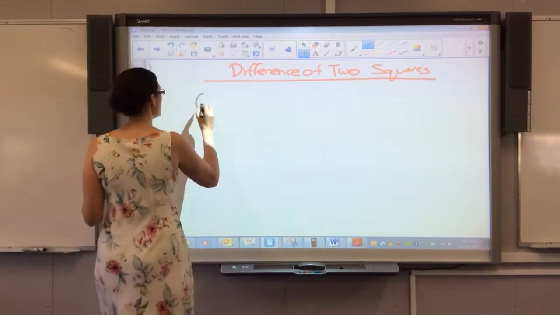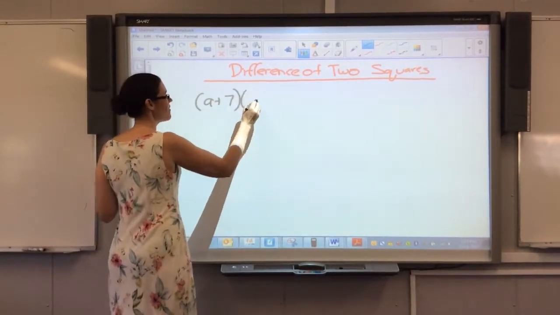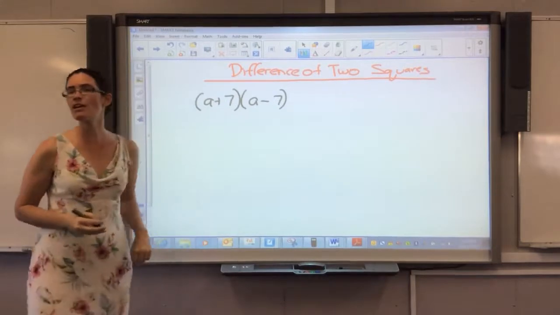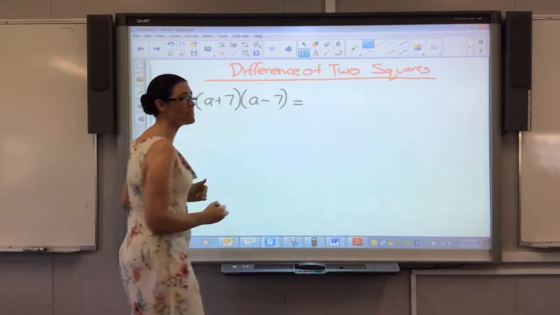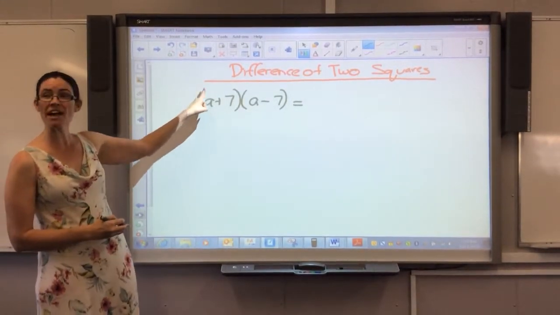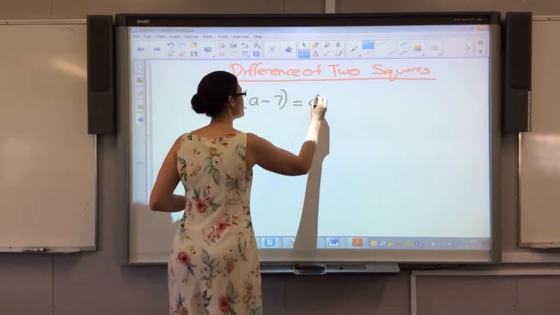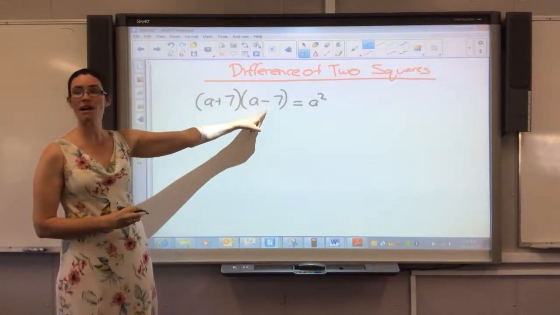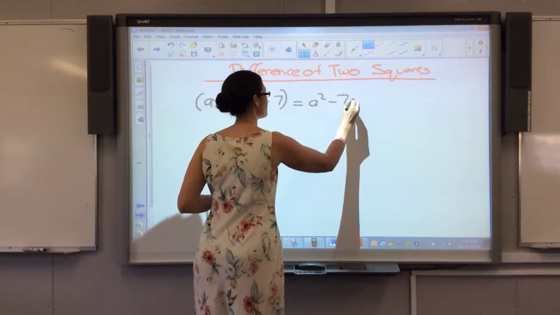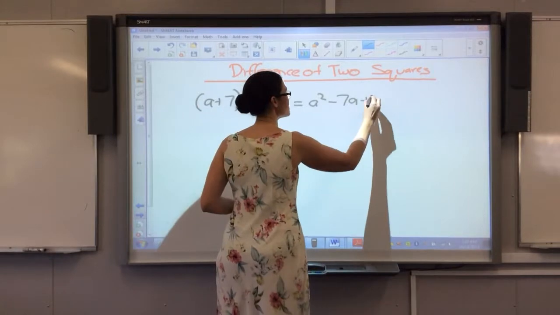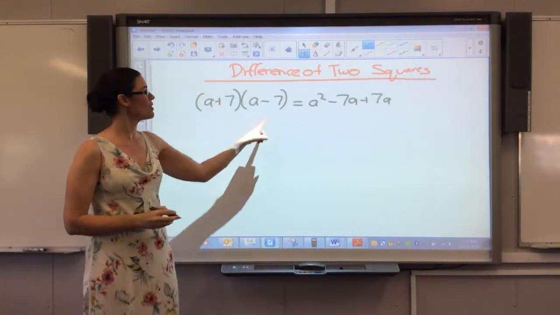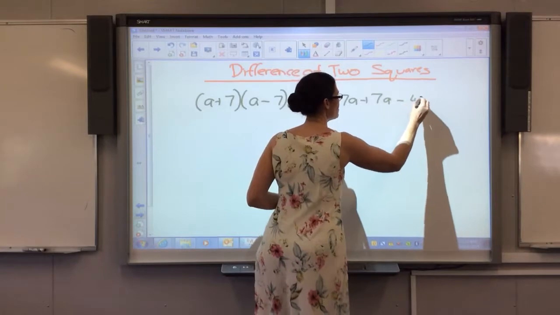So, for example, it might be a plus 7 and then a minus 7. These brackets are conjugates. So they're the same terms, but one with a plus in the middle, one with a minus. Now, if I expand these brackets, something nice happens every single time. So I start with a times a, which is a squared. Then I do a times minus 7, which is minus 7a. Then I do 7 times a, which is plus 7a. And 7 times minus 7, which is minus 49.